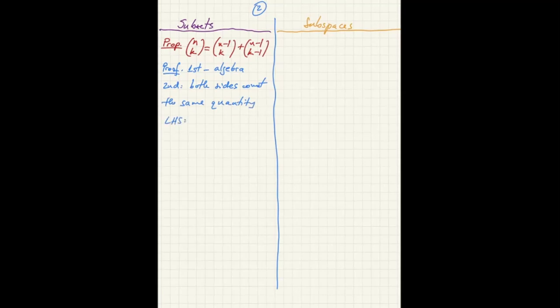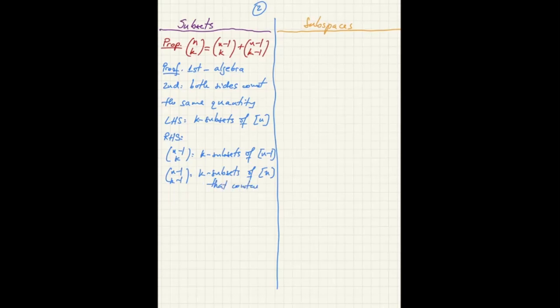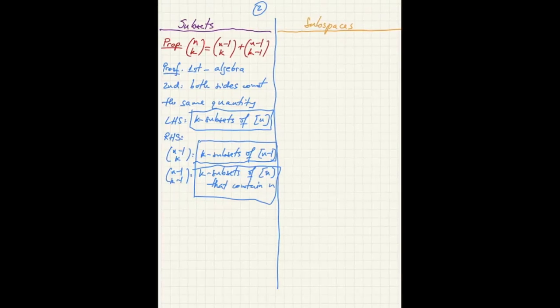The left-hand side counts the number of k subsets of the set n, and on the right-hand side, n minus 1 choose k counts the k subsets of the set n minus 1, and n minus 1 choose k minus 1 counts the k subsets of the set n that contain the element n. And it's clear that if you look at the k subsets that are counted by the left-hand side, you can partition them into those k subsets that contain n, and those k subsets that do not contain n, which are the same as the k subsets of n minus 1. And therefore, the left-hand side of our identity on the top will equal the sum of these two binomial coefficients. So that's how I read this binomial formula when I see it.